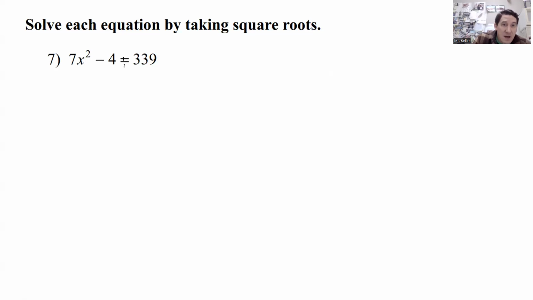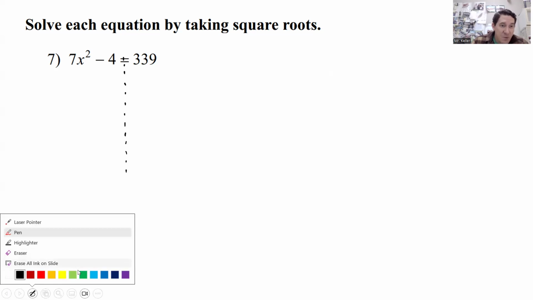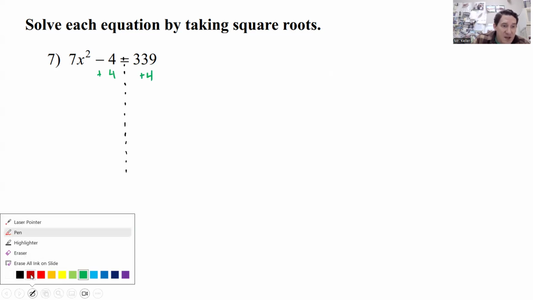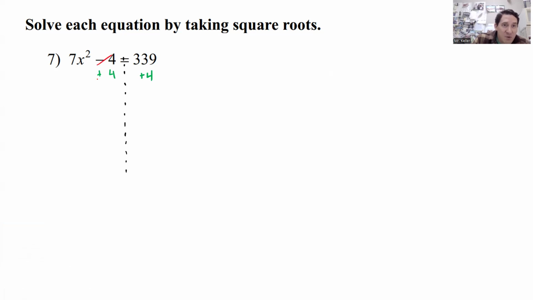Good. Put in my line of separation. And we just got to do the opposite of what's being done over here. So the opposite of subtracting 4 is adding 4. So I'm going to add 4 to both sides. Minus 4 plus 4 cancels out. So that leaves us with 7x squared is equal to 343.